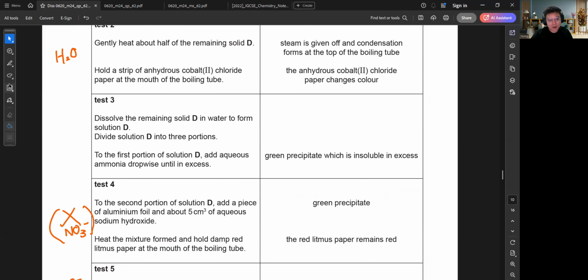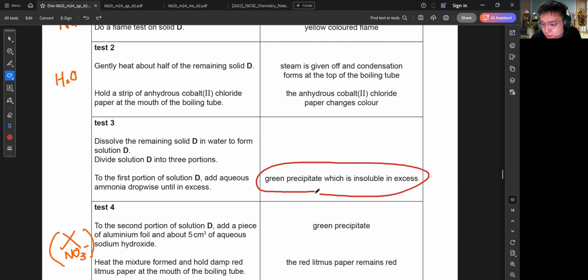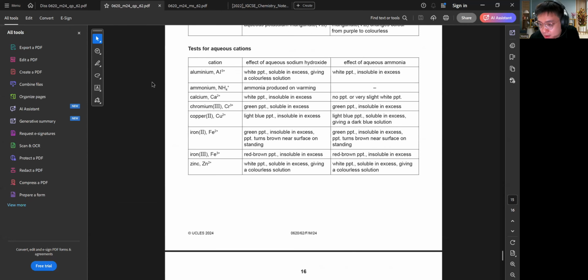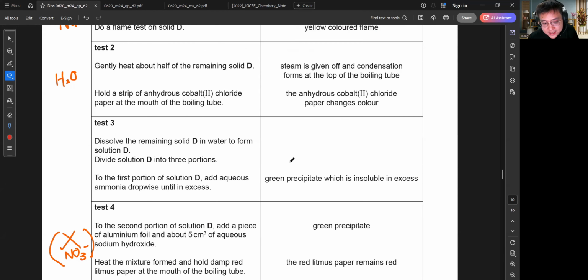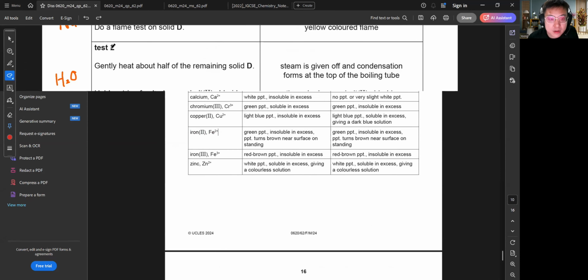Okay, all right. Let's look at test 3 now. Test 3 says dissolve the remaining solid D in water to form solution D. To the first portion of solution D, add aqueous ammonia dropwise until in excess. And then we get a green precipitate, which is insoluble in excess. So let's look at our test. Which one gives us a green precipitate? And insoluble in excess. A green precipitate insoluble in excess is iron(II), Fe2+. So we just write Fe2+ here.